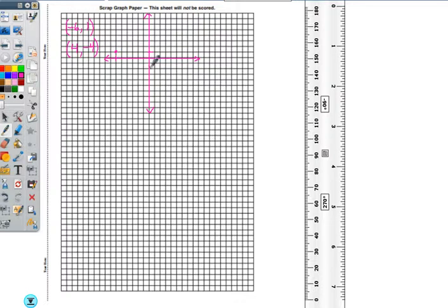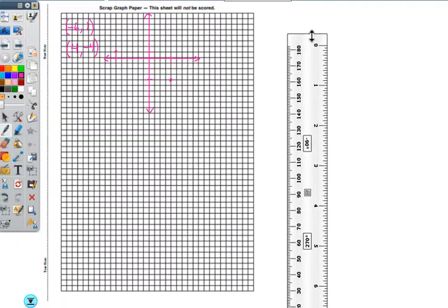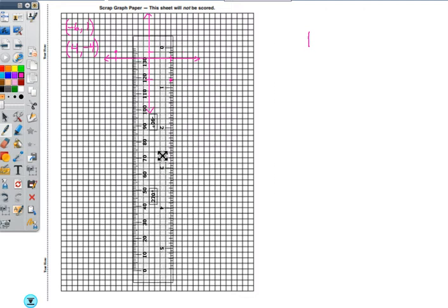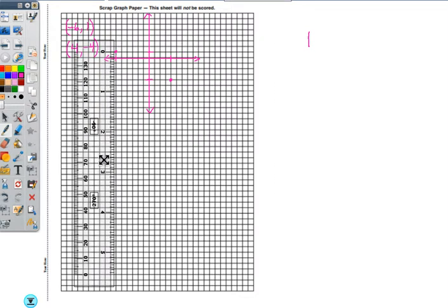The next point is +4, -4. So that means I'm going to go to the right 1, 2, 3, 4 spaces. This is where x is equal to +4. And then down on the y-axis, 1, 2, 3, 4. This is where y is equal to -4. So the point for -4 would be right over here. Now this is when I take my ruler and I connect the 2 points.